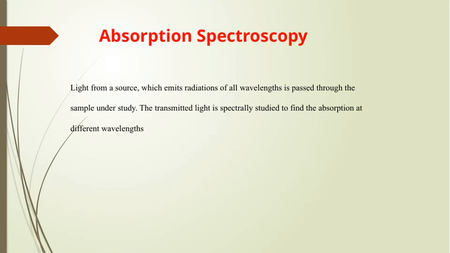Let's talk about absorption spectroscopy. The process starts with a light source that emits radiation across a broad range of wavelengths. When this light passes through the sample we're studying, some of it gets absorbed depending on the material's properties. The key here is that the transmitted light, the light that makes it through the sample, is then analyzed spectrally. By examining how much light at each wavelength is absorbed, we can determine specific characteristics of the sample. This method allows us to identify and quantify different substances based on their unique absorption patterns, which ties back to our overall goal of understanding material composition through light interactions.